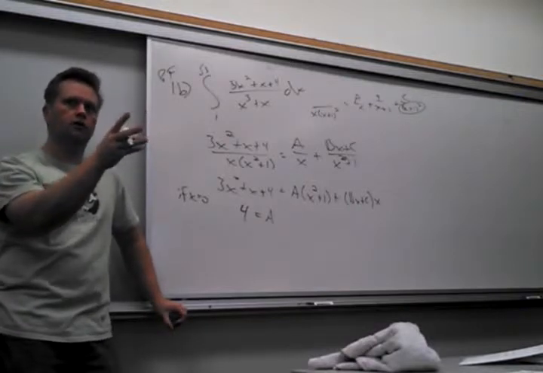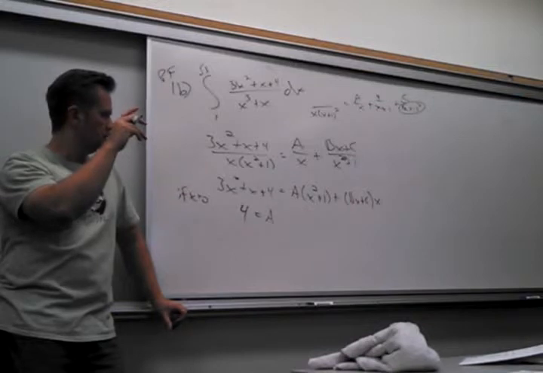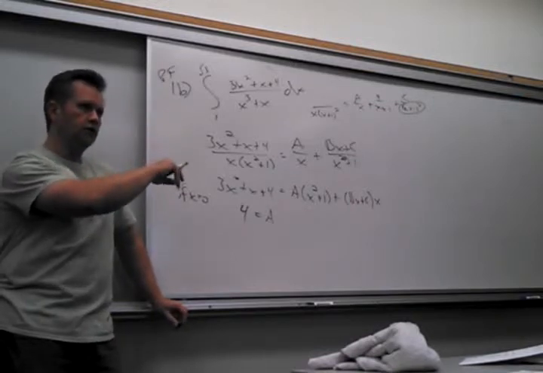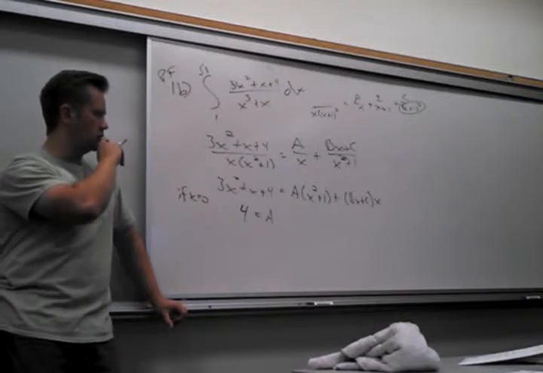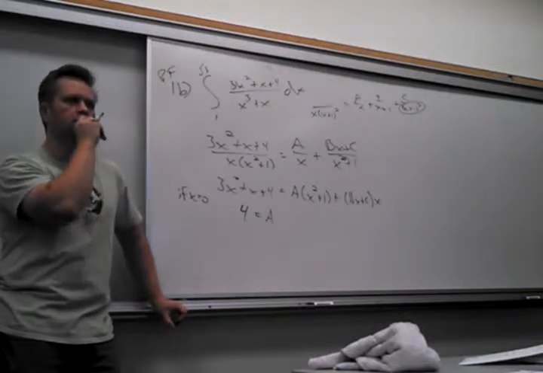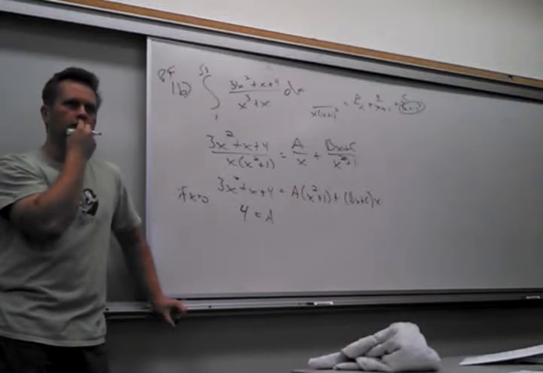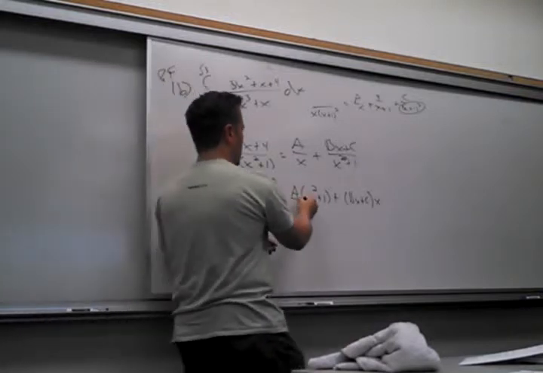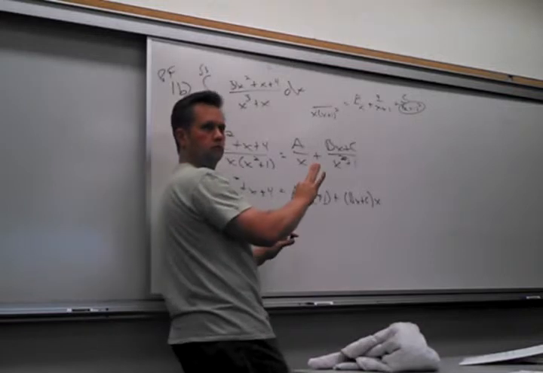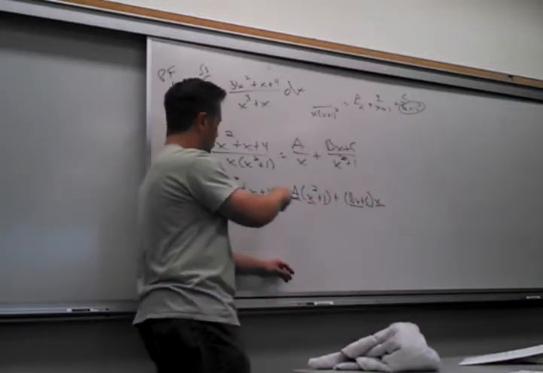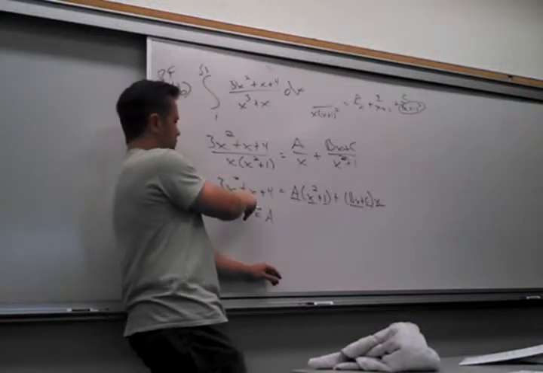Now, here's the trick. I could get B directly, but C is going to be interesting. C will actually be easy. C I can get right now. A has an x squared and a 1, right? B has an x squared. C is the only one that's an x, so I know C's got to be 1.